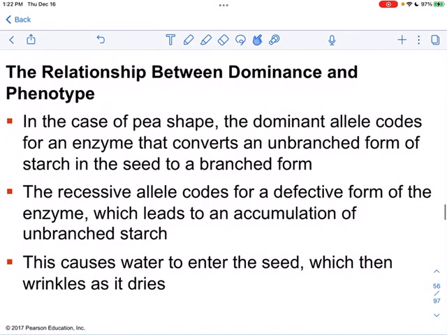So in the case of pea shape, the dominant allele codes for an enzyme that converts unbranched forms of starch in the seed to branched form. And we learned back last semester that that branched form of those carbohydrates helps with the water balance, right? So if we have a whole lot of unbranched carbohydrates, that means we have way more solutes inside that cell, and that cell, that pea, is going to start to take on water. And when it takes on water, when that pea ends up drying, it dries and it wrinkles, right?